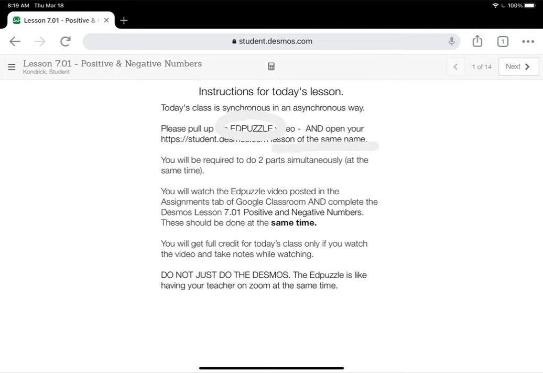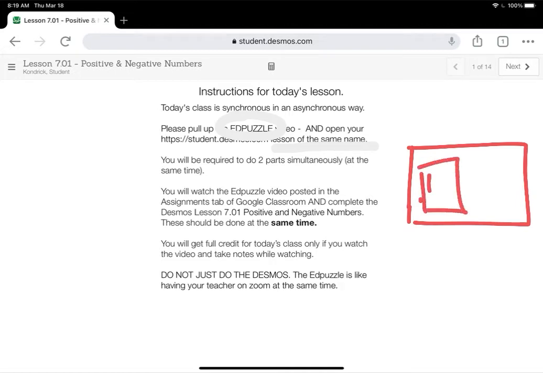That means if I were to draw kind of an example of what you will be doing today on your computer screen, you're going to have your computer screen right here. You're going to have your Edpuzzle over here, and you're going to have your Desmos over here. That way you can be listening and watching, and you can also be writing. So it's just like if you were in the class with Mrs. Condrick or Mr. Rag. You're doing the Desmos as your teacher is talking. You're not just doing one or the other.